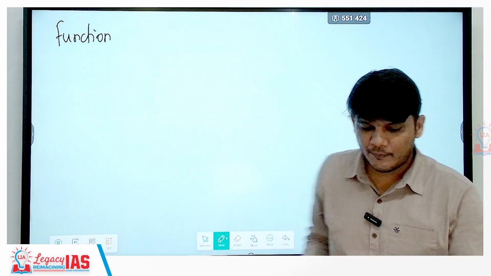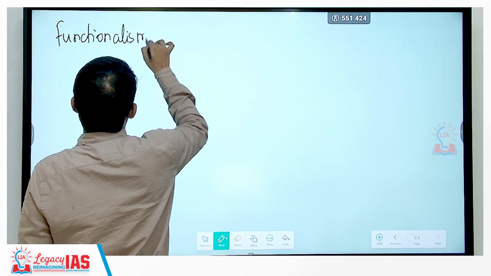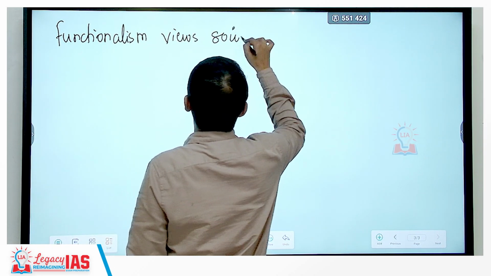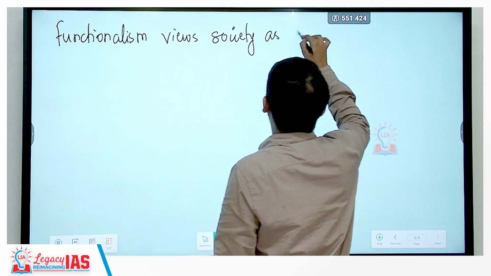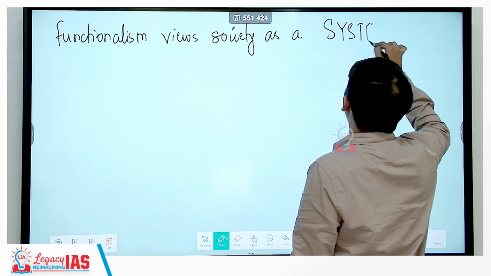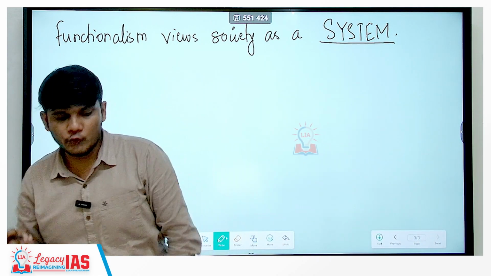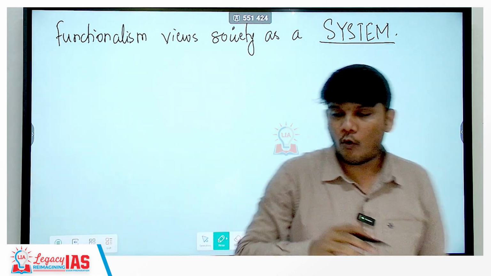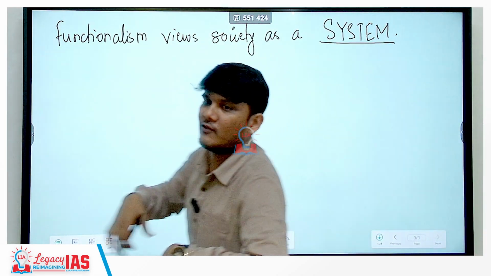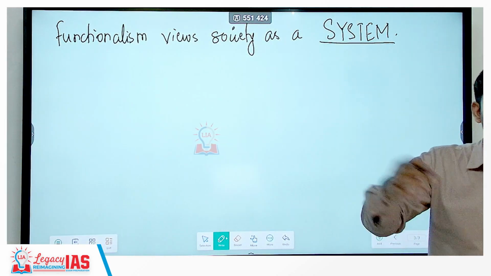That means what? That means functionalism views society as a system. It views society as a system. Functionalism views society as a system. What is a system? Let's say your body. Our body itself is a system in itself. A bicycle, a motorcycle, it's a system.